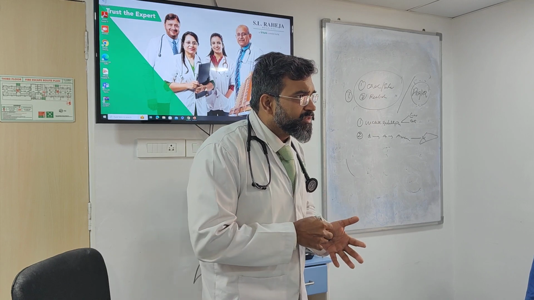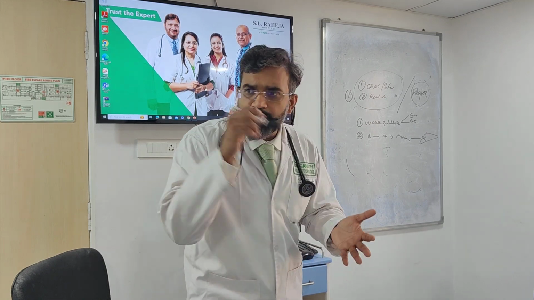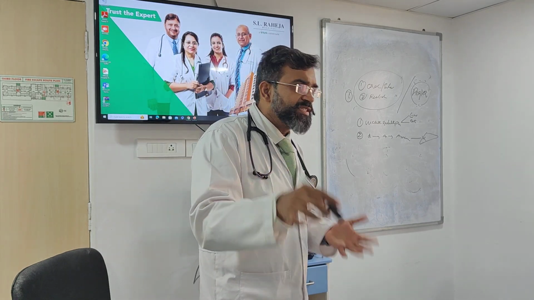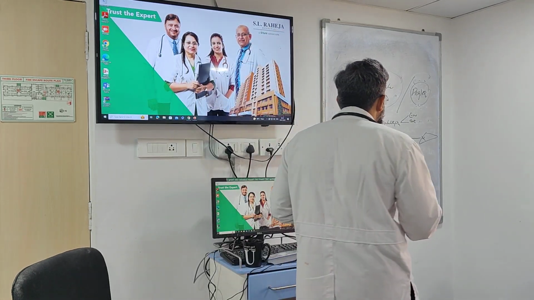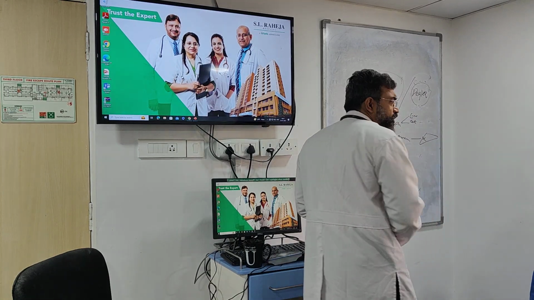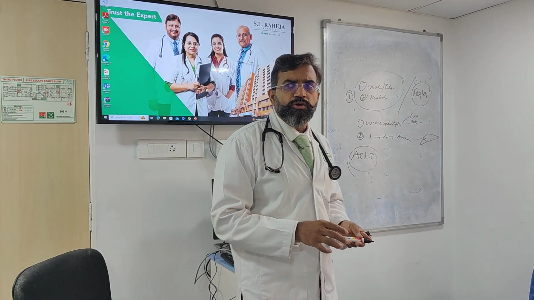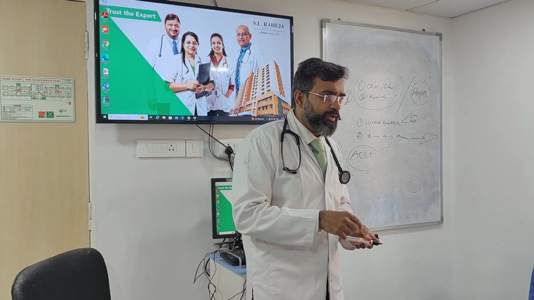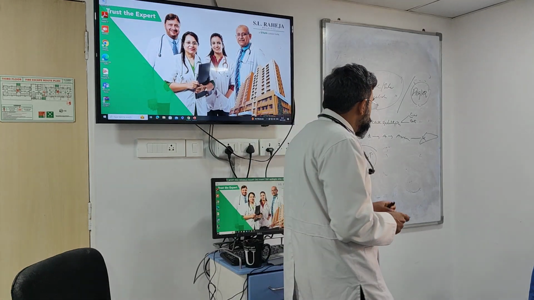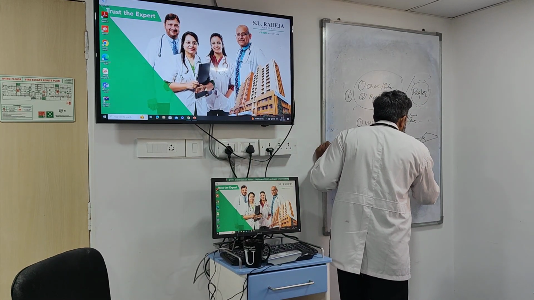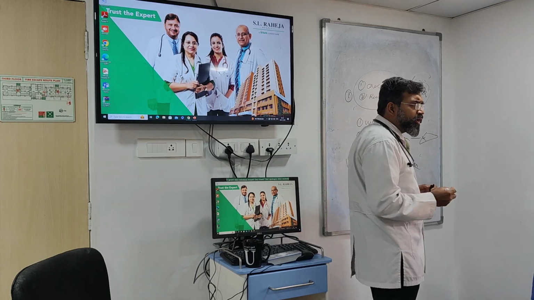In ACLF, they define it as saying that there is some problem with the liver plus there is a problem with another organ. That is ACLF. You see, ACLF is not like acute on chronic kidney disease. In acute on chronic kidney disease, what happens? The patient has CKD, then an acute problem comes and you define it that way. ACLF is not like that. ACLF is where you have a chronic problem, but there is an addition of one more organ failure or organ insufficiency.